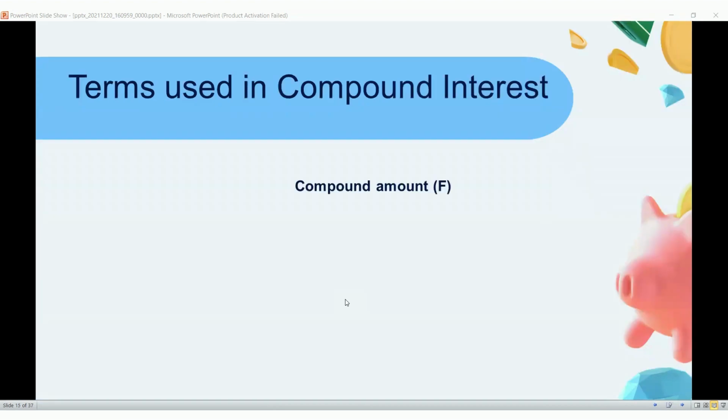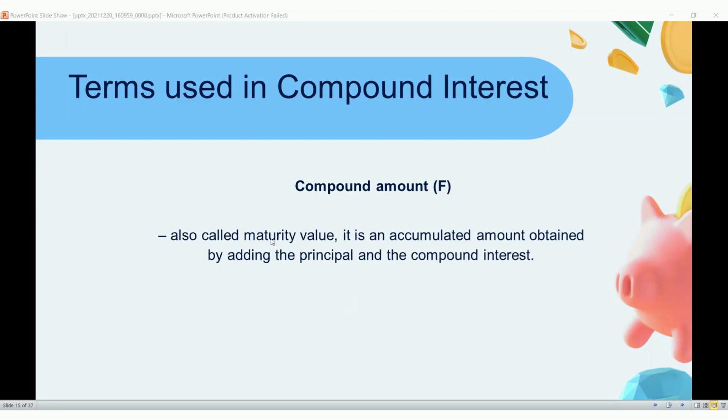Terms used in compound interest. We have compound amount, F, also called maturity value. It is an accumulated or earned or gathered amount obtained by adding the principal and the compound interest. So, karaniwang ginagamit sa compound amount ay ang word na accumulated.